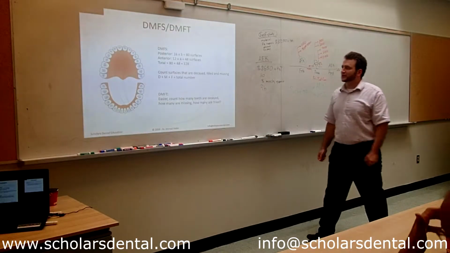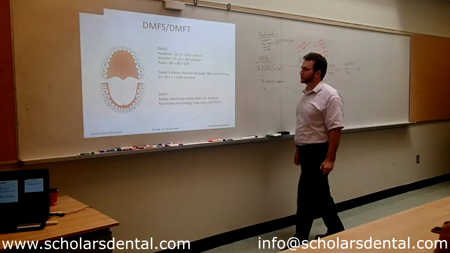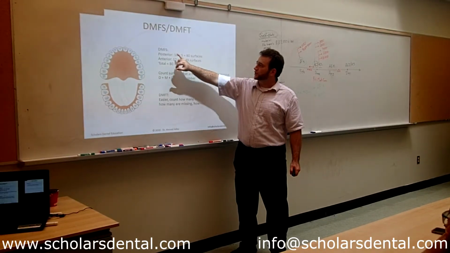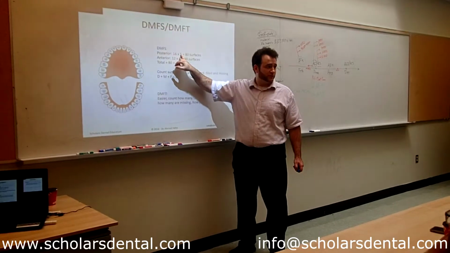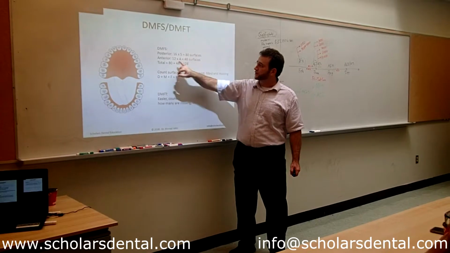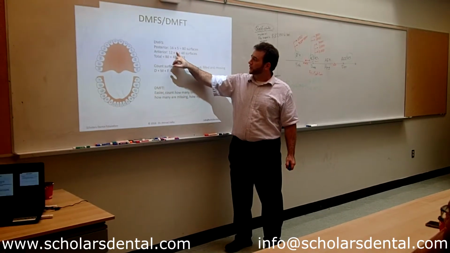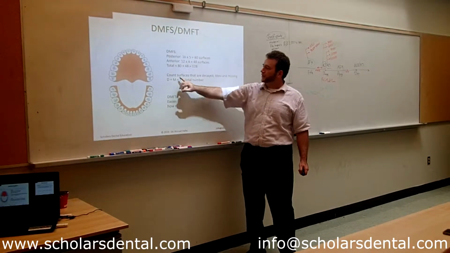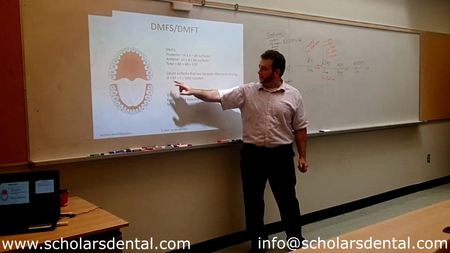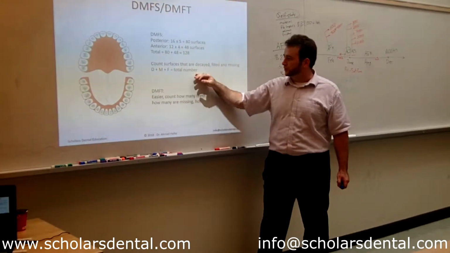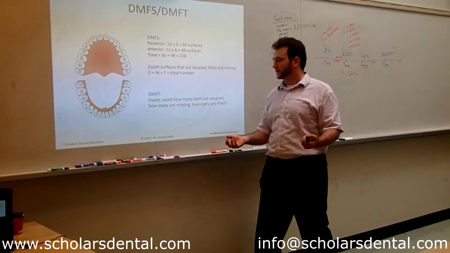So I just looked at a sample to see how it works. Posterior teeth altogether are 16, times, for example, DMFS, 5 surfaces. So 16 times 5, and you get 80 surfaces. Anterior teeth, 12 times 4, because they don't count the incisal surface. You get this many surfaces. The total is 128 surfaces. They count how many surfaces are decayed, how many are missing, how many are filled. They put them in a total, and that's the DMFS.